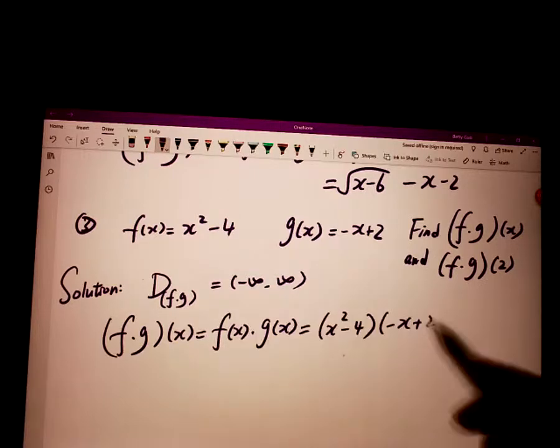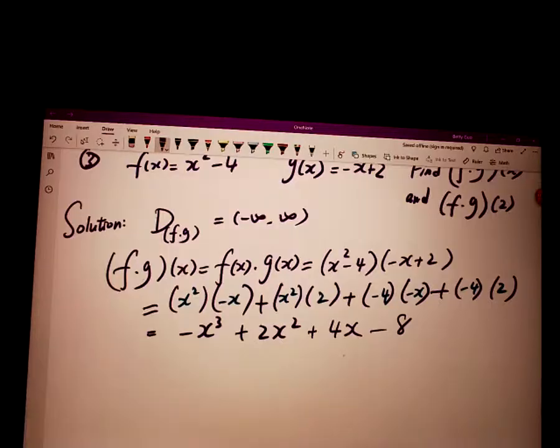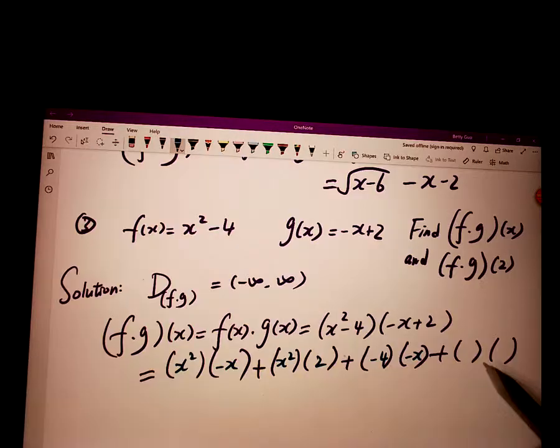We have no like terms to combine, so it's not that complicated, right? This is the function. The product function of f and g is a polynomial function with degree 3. And we have another part in this problem, f times g of 2.